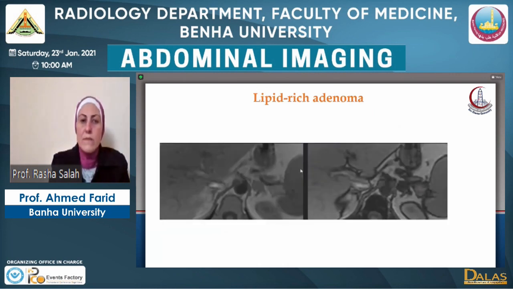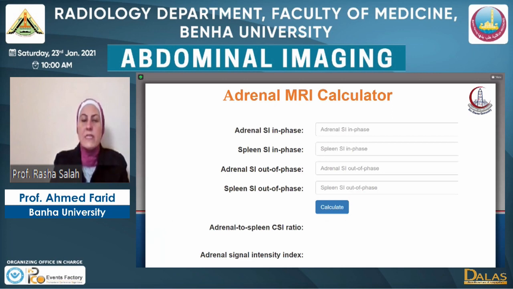How can we see the lipid-rich adenoma on the MRI? Again, this is the previously seen example. This is the in phase. It shows intermediate signal on the T1 weighted image, and on the out of phase, there is complete drop of the signal, and the mass becomes dark on the out of phase image, and this is characteristic for lipid-rich adenoma. We don't need to perform the calculations by ourselves.